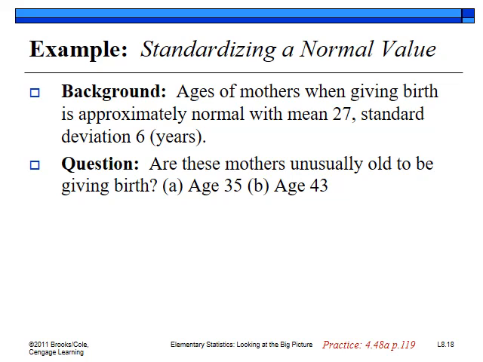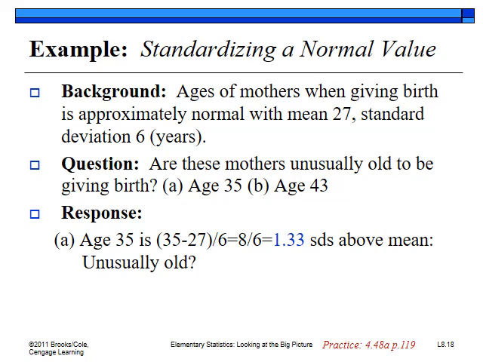If we have two mothers, one age 35 and one age 43, are those considered unusually old? Certainly both are above the mean, so we would expect them to have a positive z-score. Let's compute them. Age 35, to standardize, we subtract the mean and divide by the standard deviation, which gives us 1.33 standard deviations above the mean.